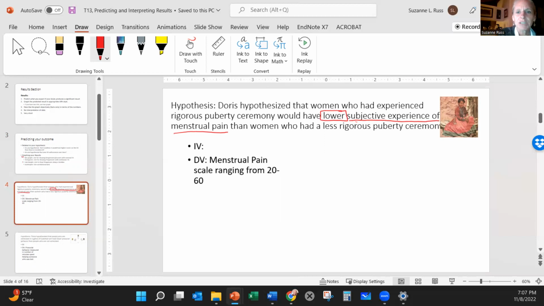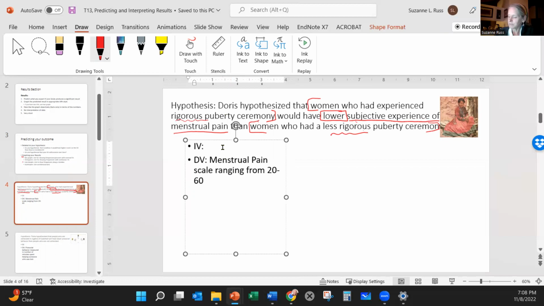And so now we can look at who our groups are. First, we're looking at women who experienced a rigorous puberty ceremony and women who experienced a less rigorous puberty ceremony. So the actual independent variable is the rigor of the puberty ceremony. You can see rigorous, less rigorous, and that's the only difference in those two statements. So that's our independent variable. Let's write that in.